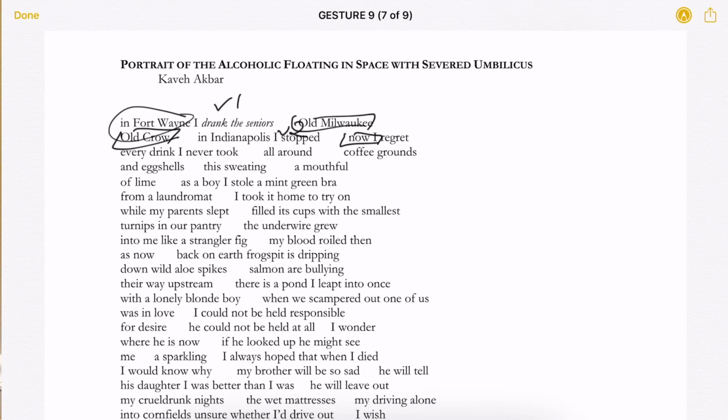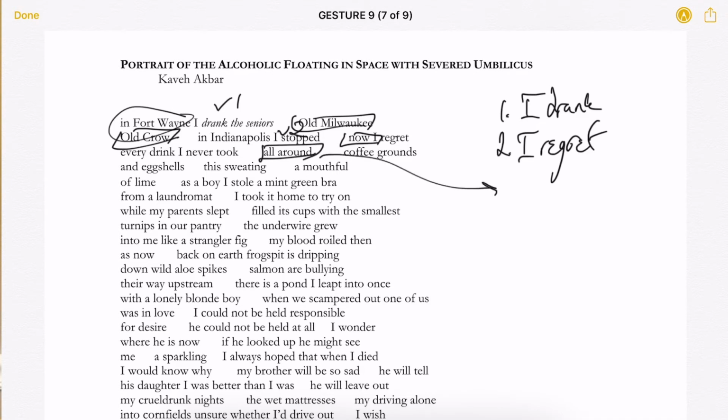Okay, so at this point, we've established the argument, or at least an argument of this poem, which is 1, I drink. 2, I regret. Specifically, the speaker regrets not drinking more.